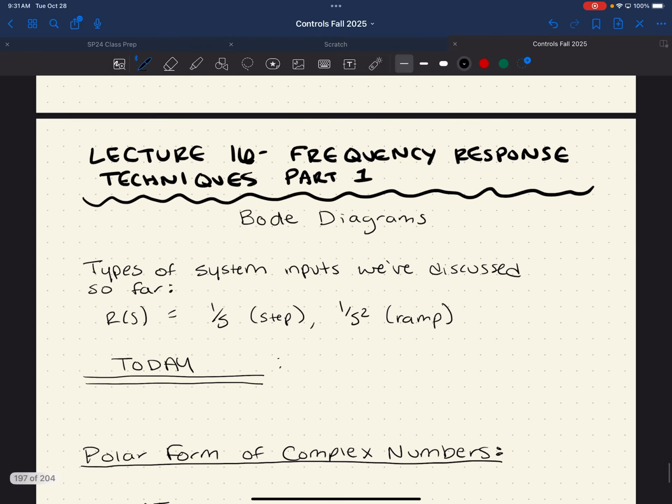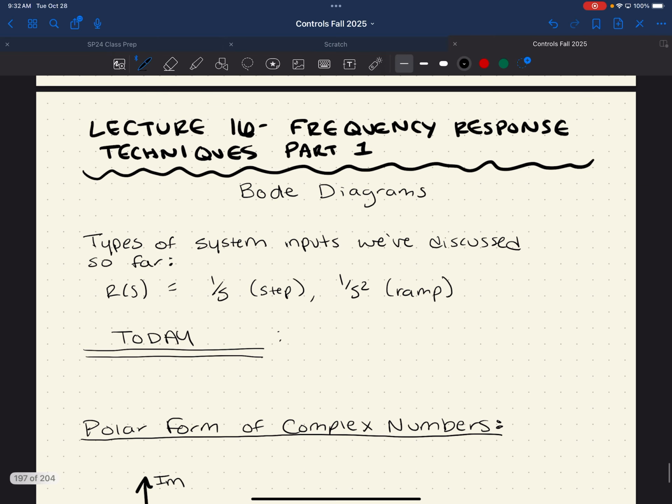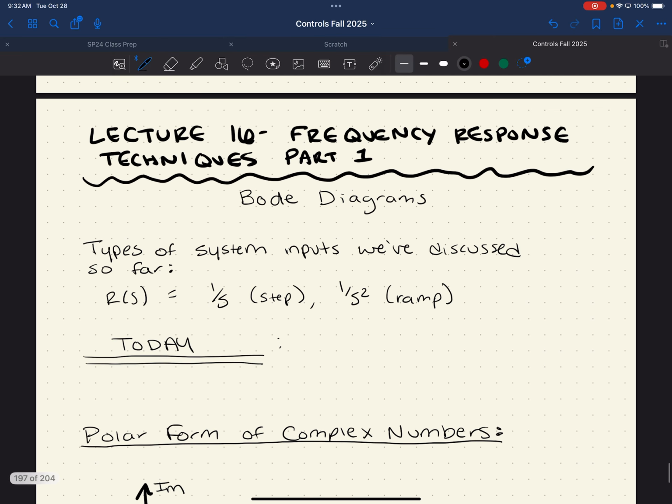Going to start frequency response techniques. We've finished up with our root locus sections and our design based on the root locus. So today we're going to talk mainly about Bode diagrams, okay? Bode diagrams are an extremely common way of looking at a control system or looking at a system and understanding how it responds to a very specific type of input.